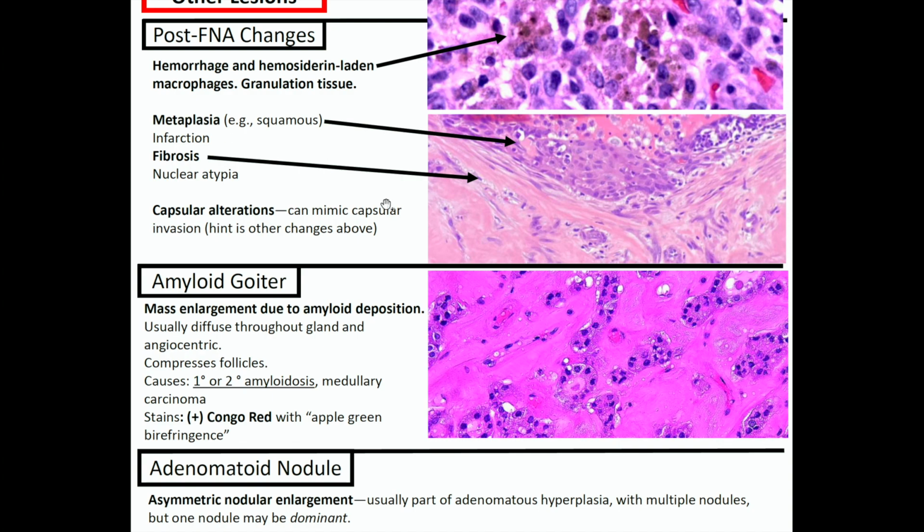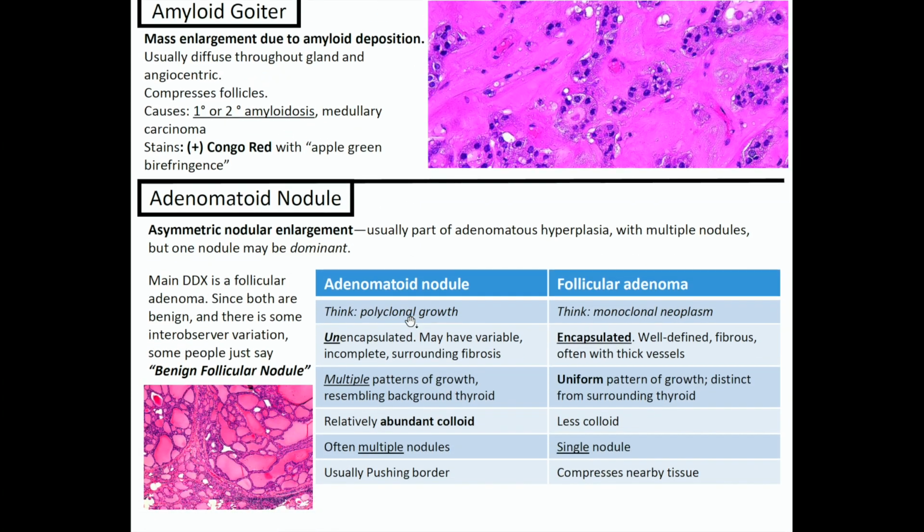You can also have capsular alterations, which can mimic capsular invasion. And the hint that it's just capsular alterations due to an FNA are the changes listed above. Metaplasia, if you see infarction, fibrosis, nuclear atypia, some of that can just be caused by procedure-related changes.